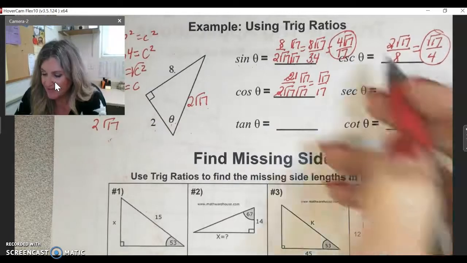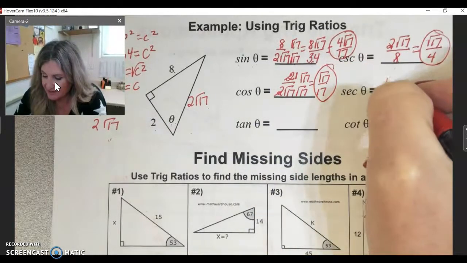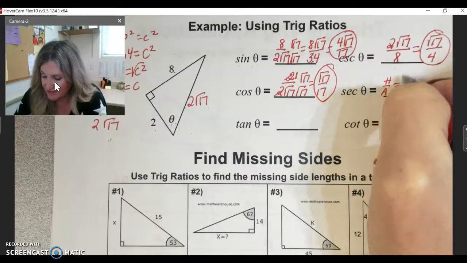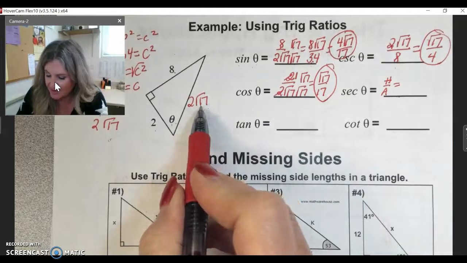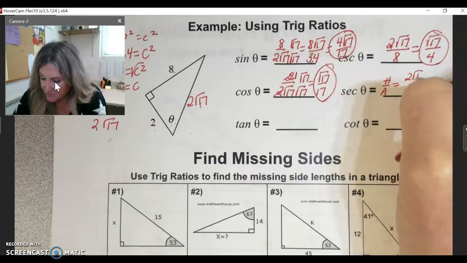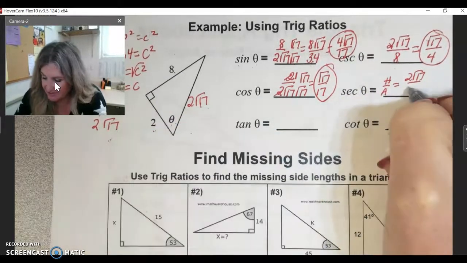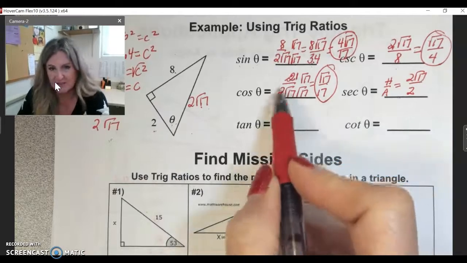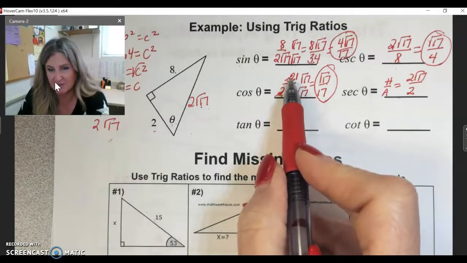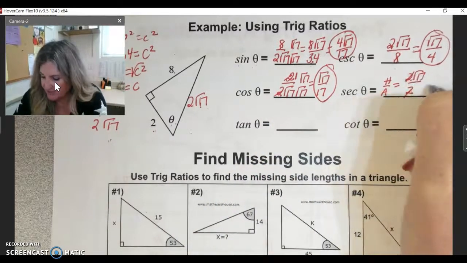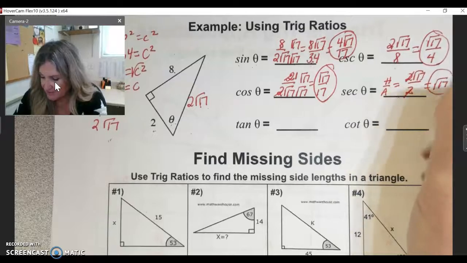Then I want to do the secant. Well, I know the secant is going to be the hypotenuse over the adjacent. So here's my hypotenuse, and here's my adjacent. See how I could have just flipped this over, 2 radical 17 over 2. And then these just simplify, and I get radical 17.